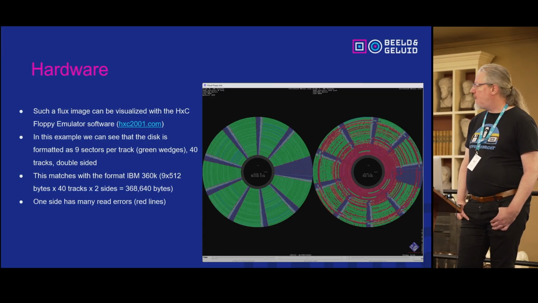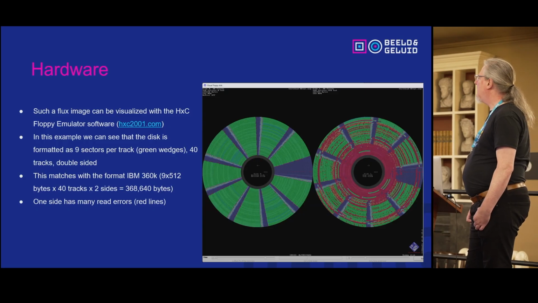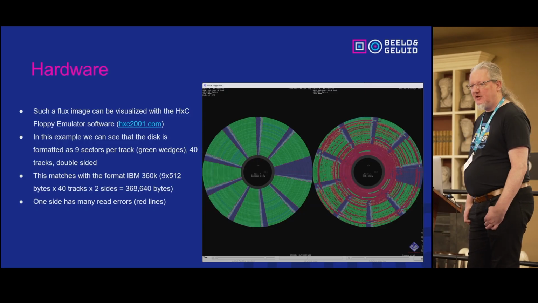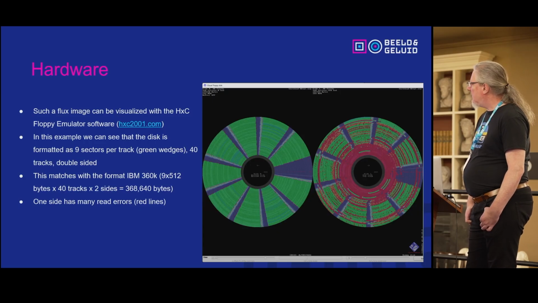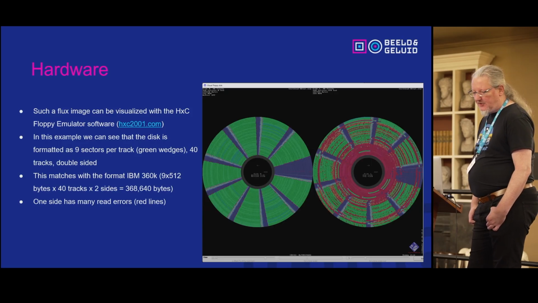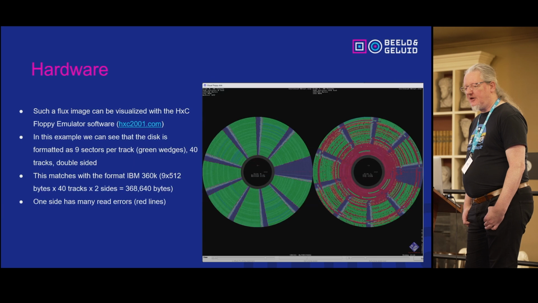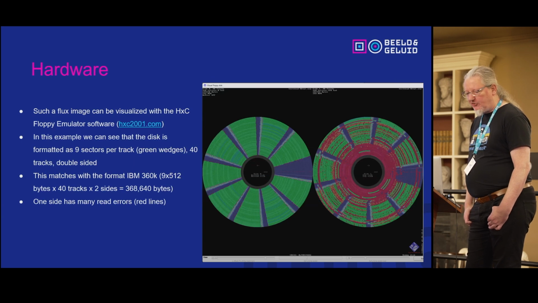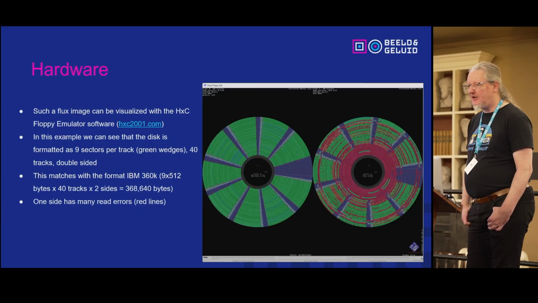And this is a visual representation of a flux image. So this is the magnetic data which is read from the disk. And you can see on the circle that this specific disk has 1, 2, 3, 4, 5, 6, 7, 8, 9 sectors, which are the green wedges. And this is a two-sided disk. The right one is the lower side, the left one is the upper side.